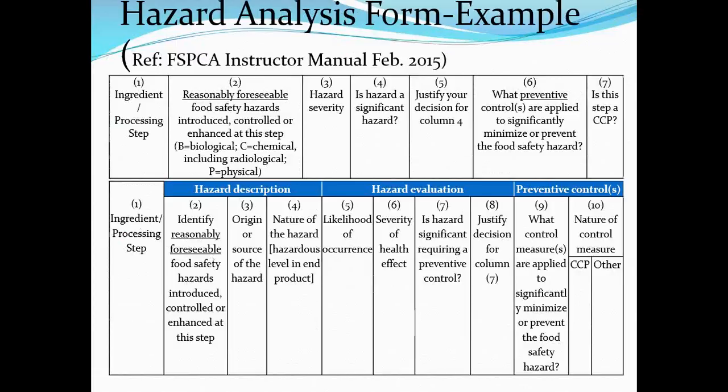I have just provided an example of a hazard analysis template, or hazard analysis form, here on this slide. And this I have taken from the Food Safety Preventive Control Alliance Instructor Manual. In column 1, you describe the ingredient or process step. In column 2, you identify the reasonably foreseeable hazard, and describe the source or origin of the hazard and things like that. This is just an example of a template that you may be interested in using to meet the requirements of the PC rules.